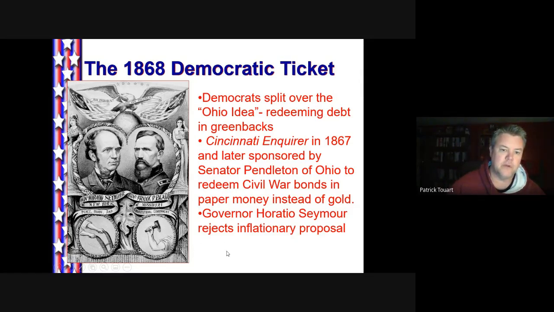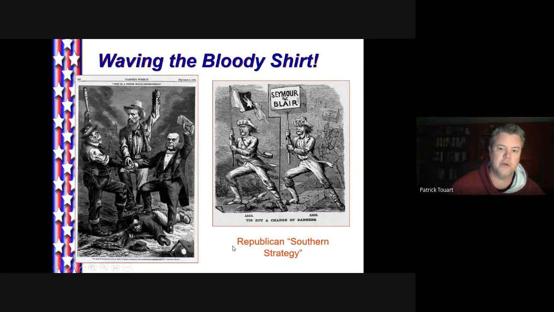And of course, the other major issue is that the Democrats are going to be associated with the Confederacy. This is a very ugly cartoon here depicting, if you're familiar with Harper's Weekly, this was the Thomas Nast platform.